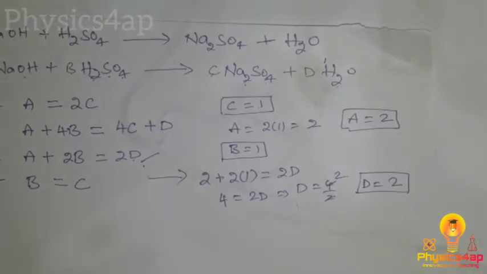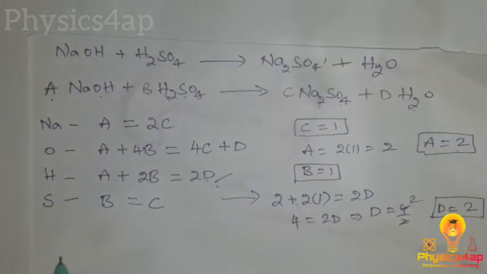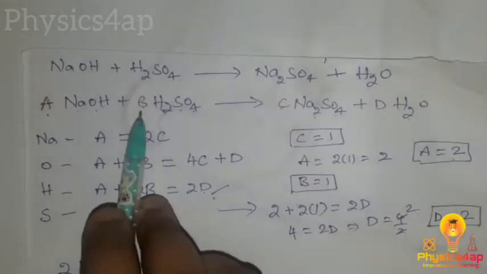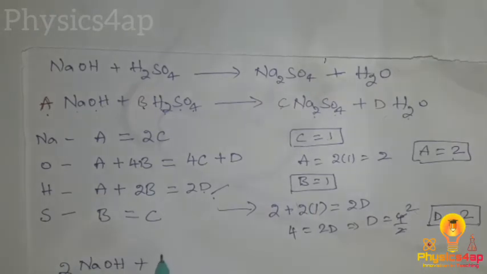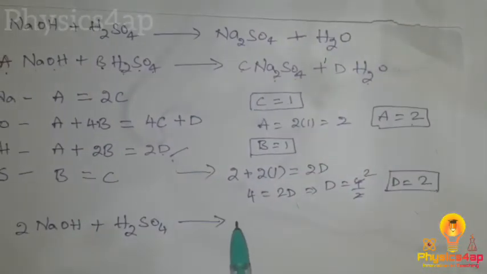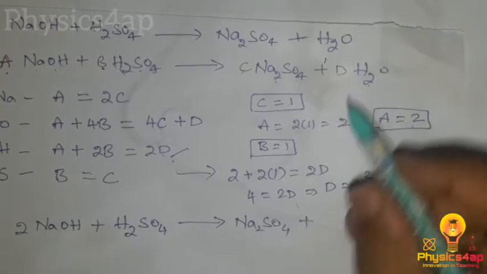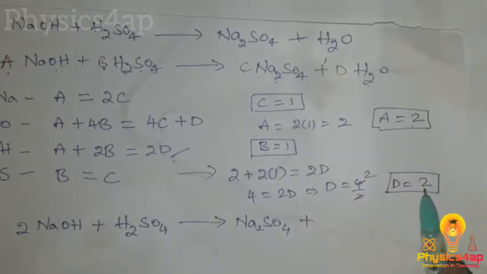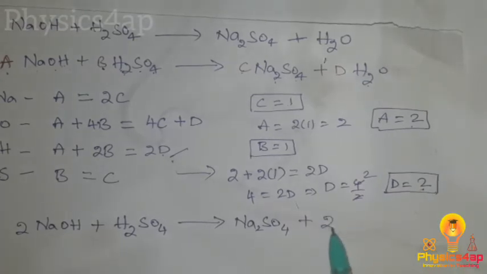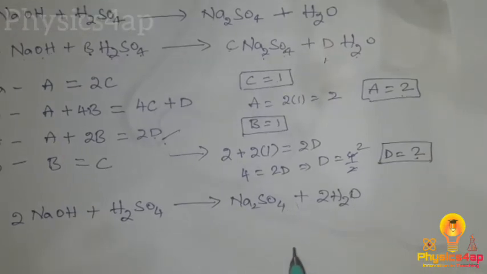Now substitute these A, B, C, D values in this. As A is 2, that is 2 NaOH plus B. As B is 1, no need to write 1 again, gives rise to C. C is also 1, so Na2SO4 plus D, as we have 2, we write 2H2O. So this is the equation which we got.